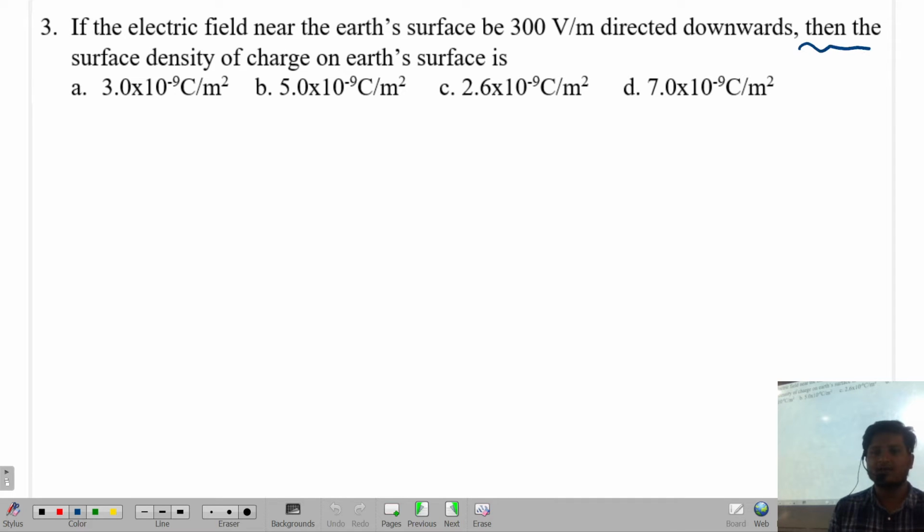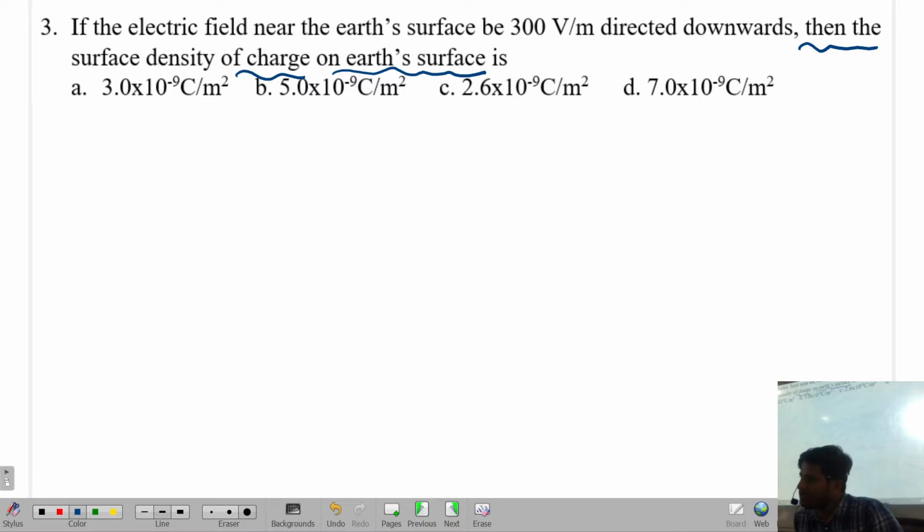Then the surface density of charge on Earth's surface. Now, this is a good question. If the electric field near the Earth's surface is given, we are not claiming that we are moving to higher regions. We are claiming near the surface of Earth, right? If I am nearer to the surface of Earth, will the Earth's surface feel to me as a kind of plate or not? Tell me yes or no.